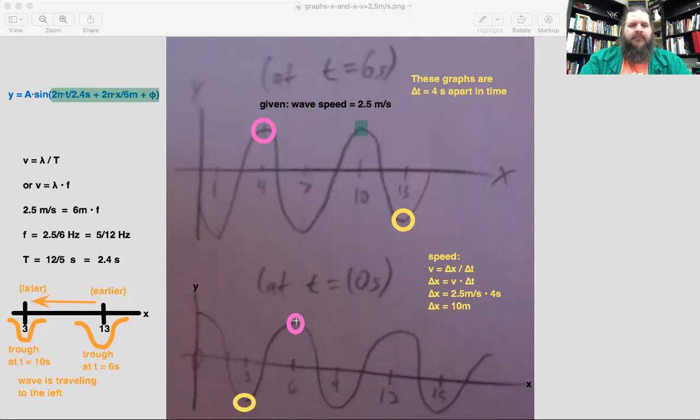Gotcha. So if we had been given a different value for speed, we would get a different value for delta x, and that might lead to the opposite direction of travel. But it depends on how the numbers work out. Okay. Thank you, Casey. Any other questions on that one?